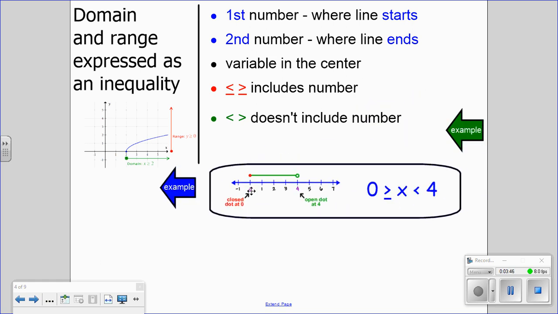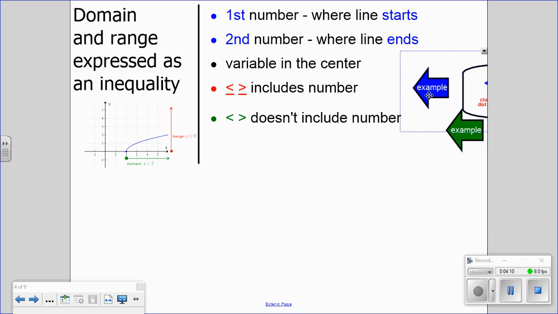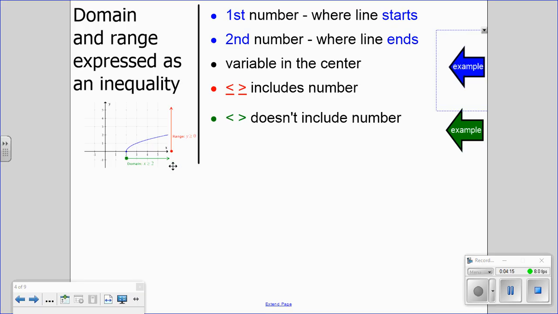And so just as an example here, this is from 7th grade when you were listing inequalities. 0 we wanted to include. So we wanted everything that was greater than or equal to 0. So this actually needs to be flipped a little bit, this greater than sign. And then everything that is less than 4. But we didn't want to include the 4 because it had an open circle. So that same thing is going to be true when we're talking about domain and range in algebra.